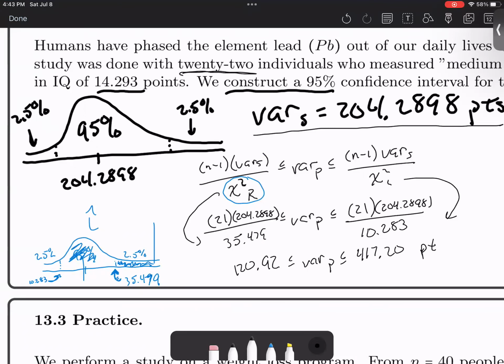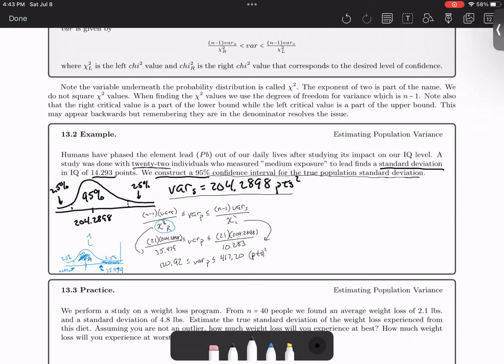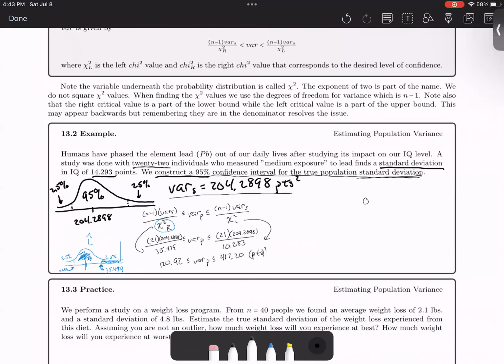Is that what we wanted? We wanted a 95% confidence interval around the true population standard deviation. So I can easily get my standard deviation by square rooting. The population standard deviation is going to be trapped between roughly 10.99 and 20.43. So we're 95% sure that the true population standard deviation for IQ points is between 10.99 and 20.43 points.